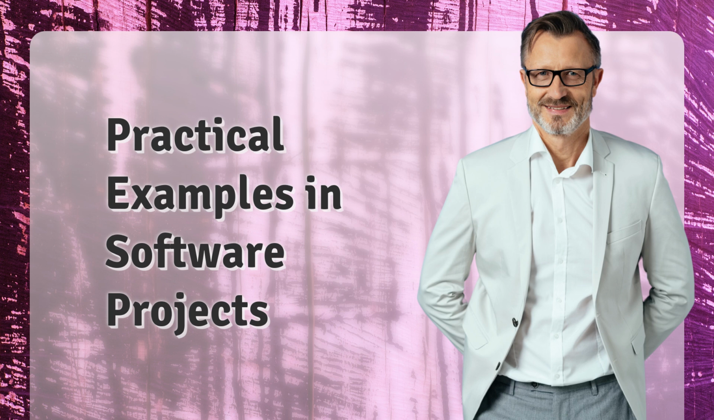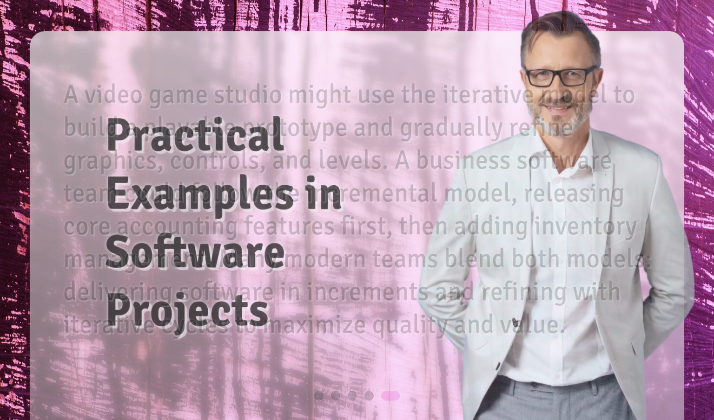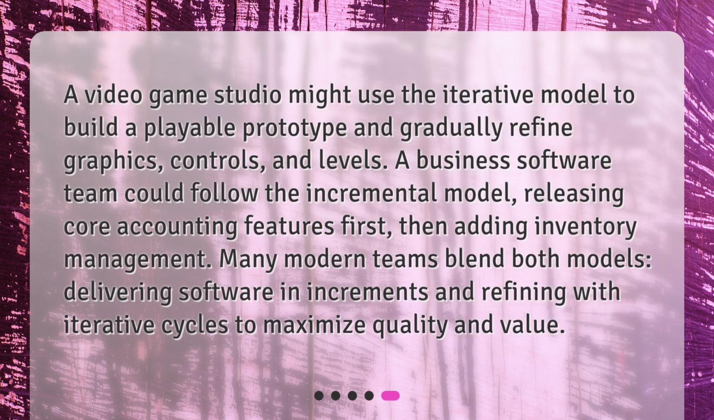Practical examples in software projects. A video game studio might use the iterative model to build a playable prototype and gradually refine graphics, controls, and levels. A business software team could follow the incremental model, releasing core accounting features first, then adding inventory management. Many modern teams blend both models, delivering software in increments and refining with iterative cycles to maximize quality and value.